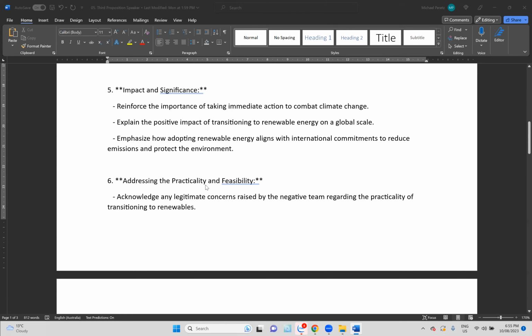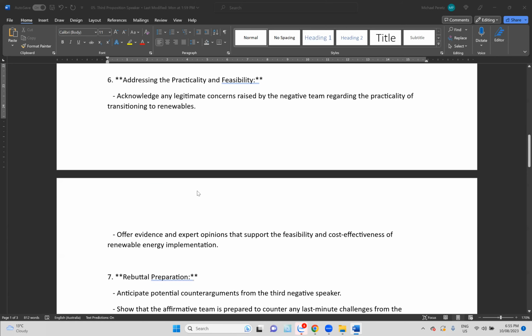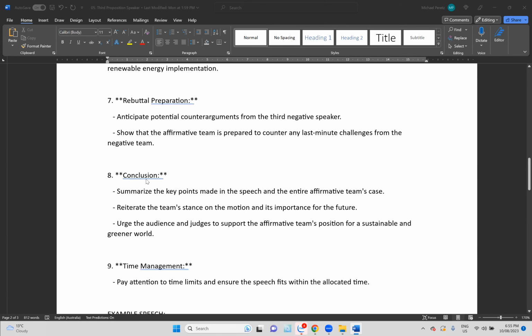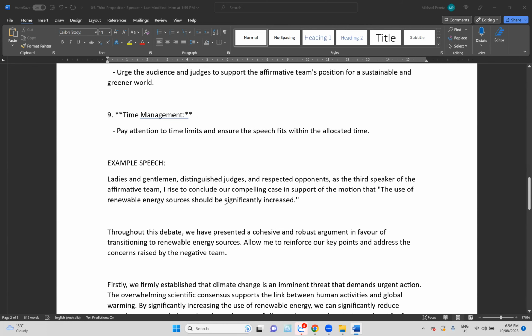We need to address a few more things. So why is it so important that the audience and the judges believe us? And we also need to address things like the practicalities of it. So how easy is it to do? And will there be many problems with it? And then finally, we sum it up with the conclusion, and let's take a look at the speech.